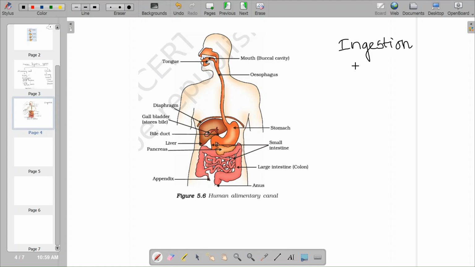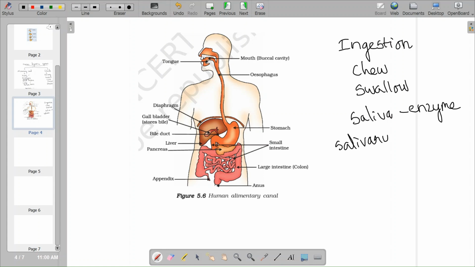After ingestion, what will we do? We will chew the food. Saliva helps in mixing the food properly so that we can chew and swallow it. After chewing the food, we will swallow the food materials. So what is present in saliva? Saliva contains an enzyme. The name of the enzyme is salivary amylase. The salivary amylase enzyme helps to break down carbohydrates.